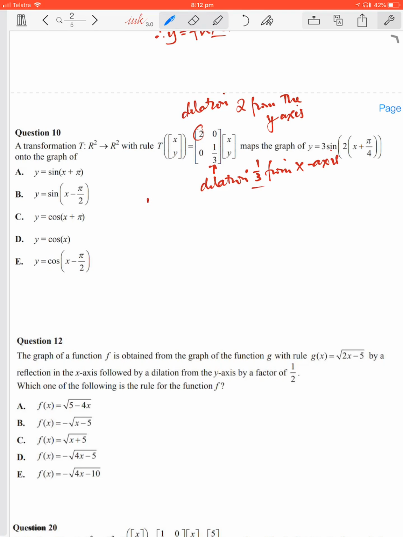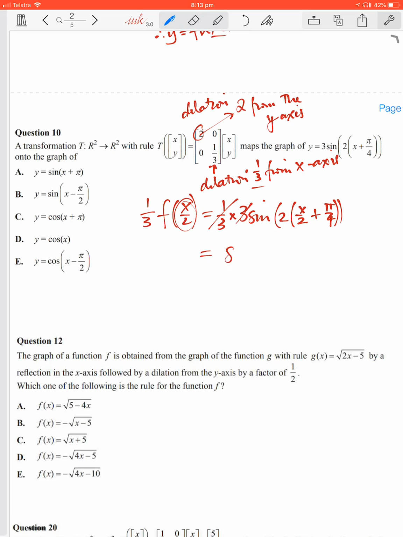If it's a third from the x-axis, it's 1/3 times f, and we'd usually say f of x. Because it's 2 from the y-axis, it's f of x on 2. Okay, so if we put that into this equation, we're going to get 1/3 times 3 sine. Remember, replace x with x on 2. So 2, x on 2 plus pi on 4.